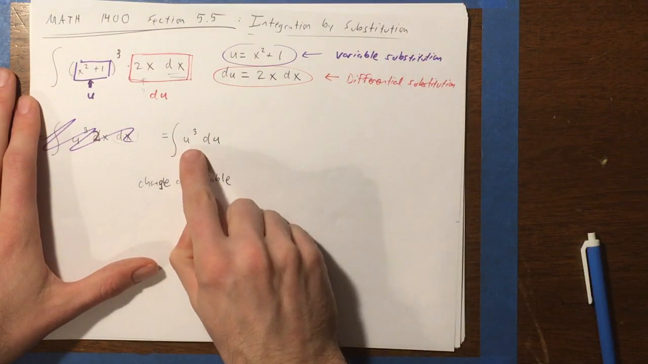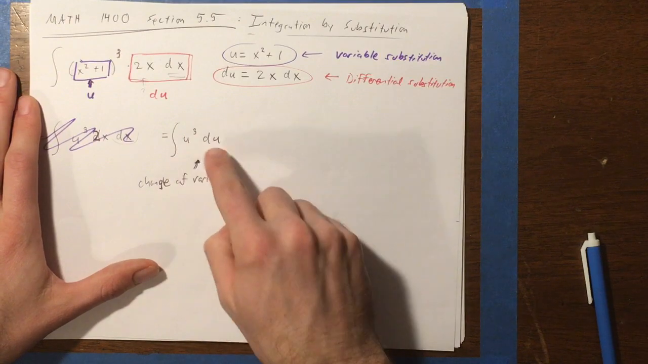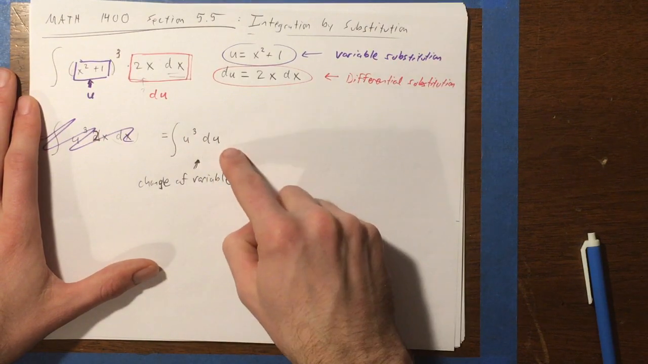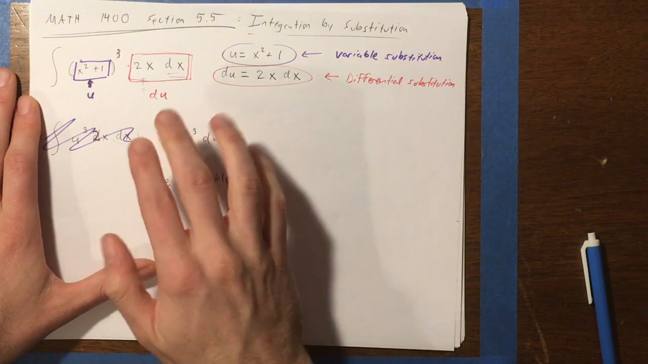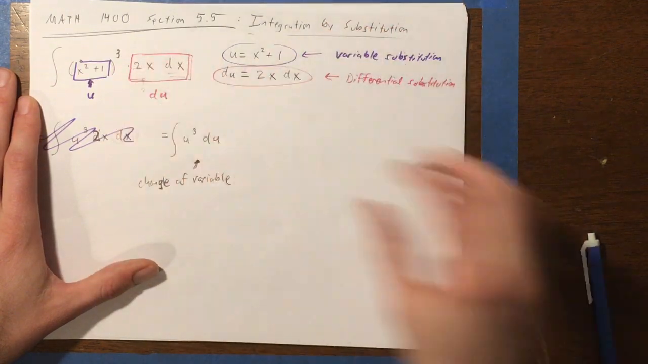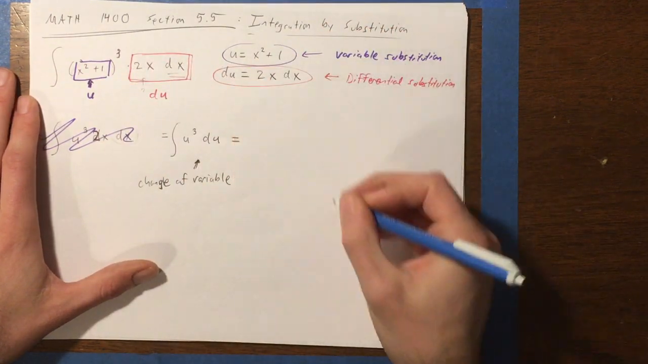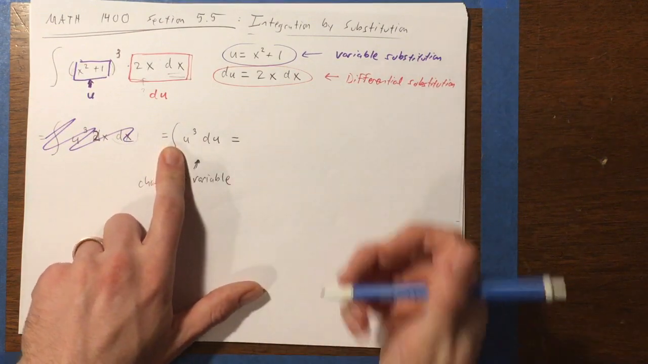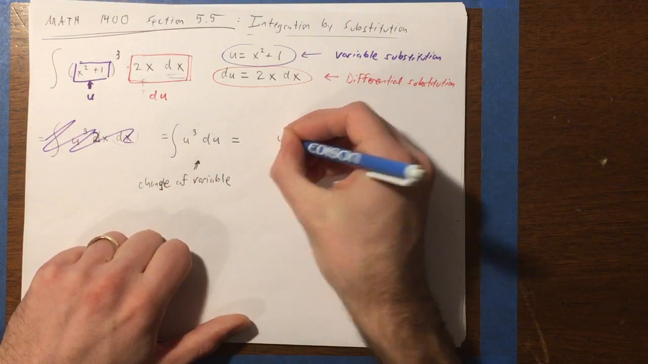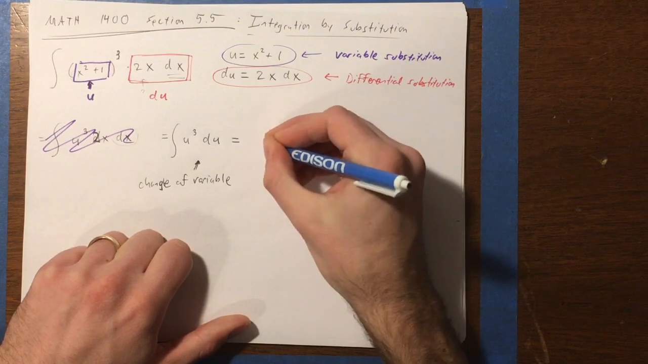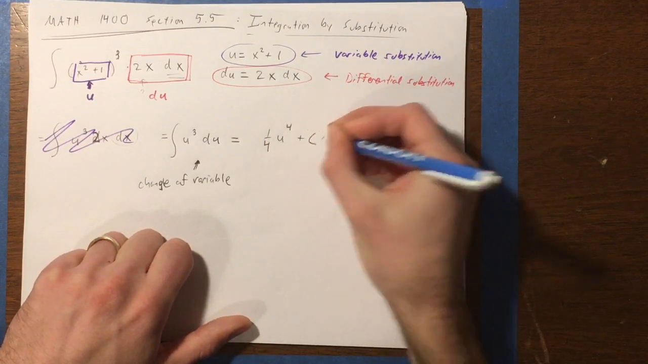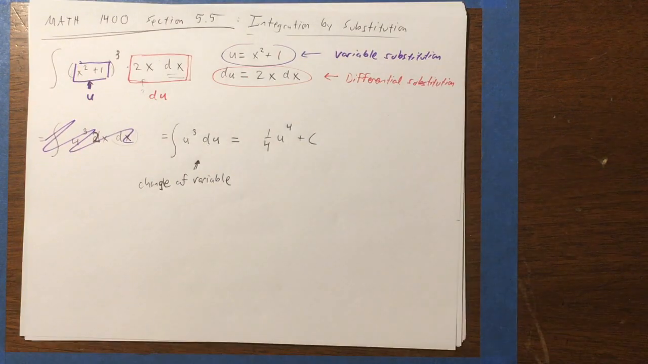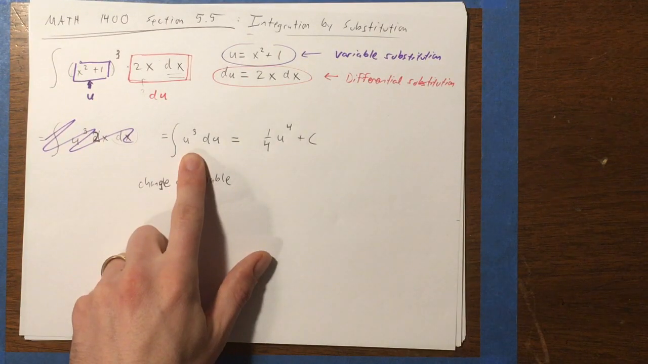Not only the integrand is in terms of u, but also the differential has to be du now instead of dx. So these two substitutions together allow us to take this and simplify it. And now this integral, being with respect to u, can be simply solved by just using the anti-power rule. So we'll get 1/4 u to the 4th plus c, right? So there we go. That's the answer to that indefinite integral.